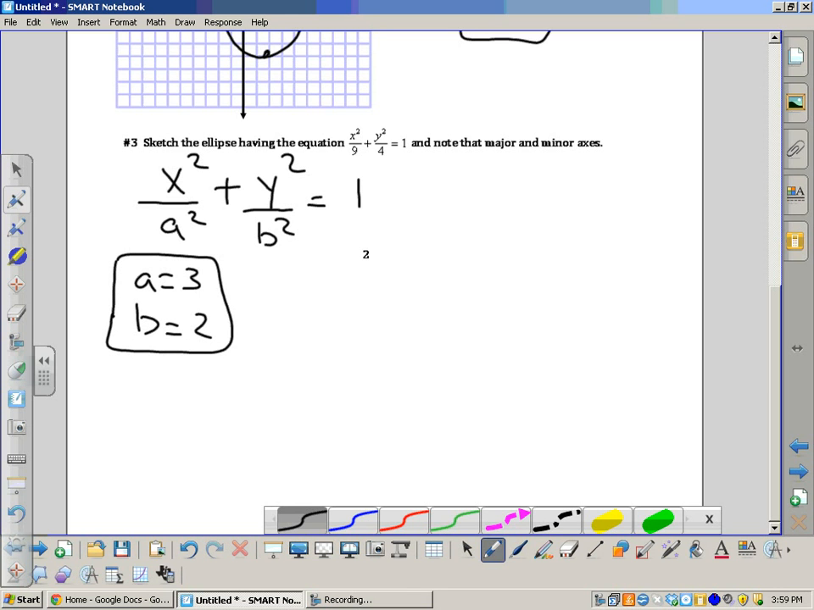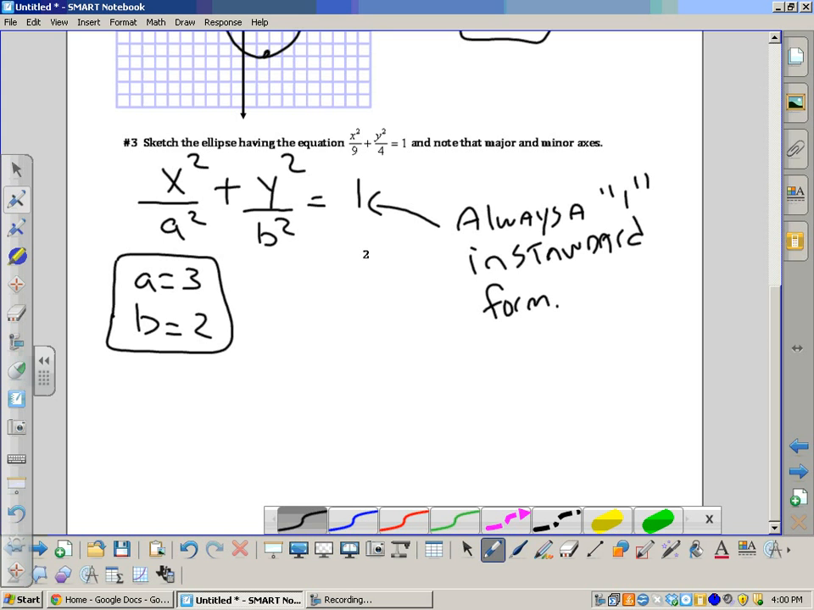A couple things I want to point out. The 1 here always has to be a 1 when you write the equation in standard form. And since 9 is the bigger number, this is a horizontal ellipse. I'm trying to point, and I know I can't point, I'm used to pointing.